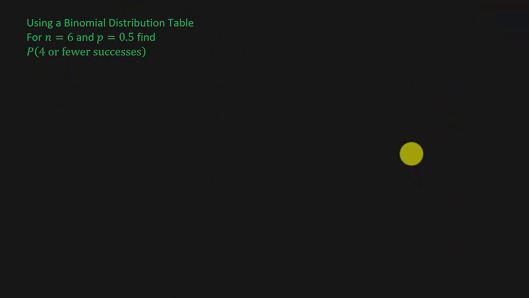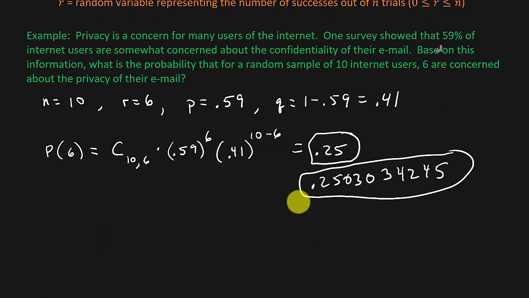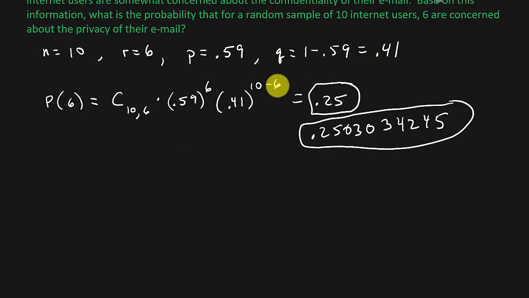All right. Using a binomial distribution table. So now we want to use a table. And what would be the benefit of using the table versus using this formula here? Well, let me show you. So if we want to use a table, and I've got a table, I'm going to pull it up in just a second.